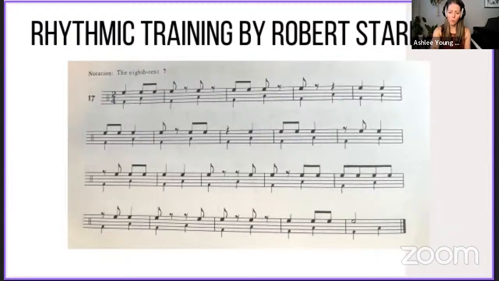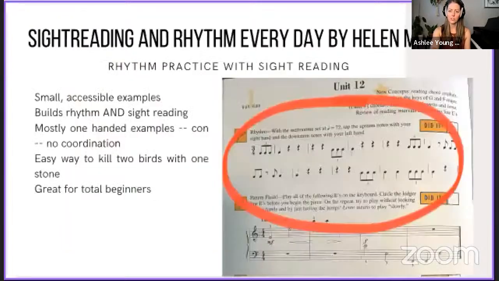All right, I think I have one more for you. So the last book that I like, and this one is not specific to rhythm, but it's a great way to incorporate rhythm, is Sight Reading and Rhythm Every Day by Helen Marley. And that one looks like this, and I've put an example of the page. So this book is great.